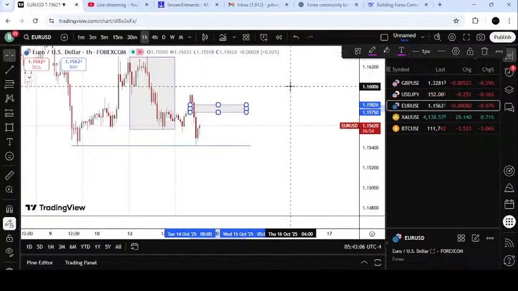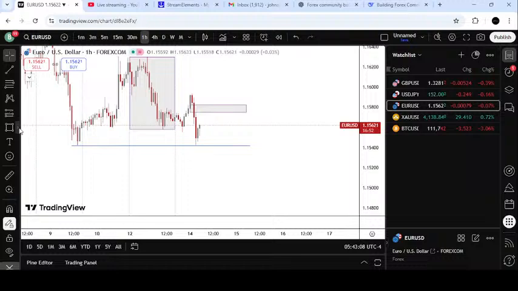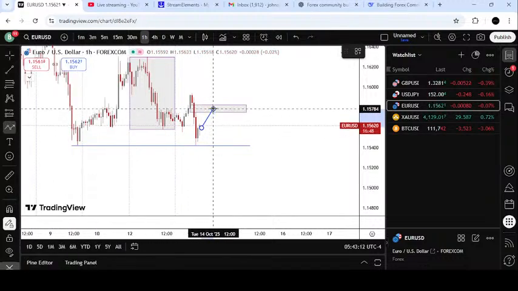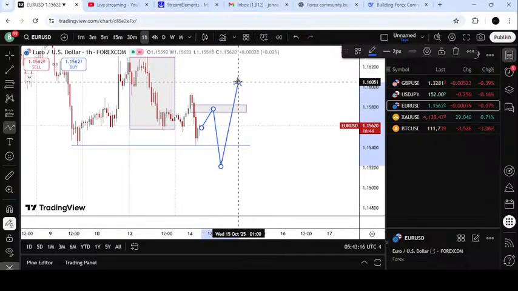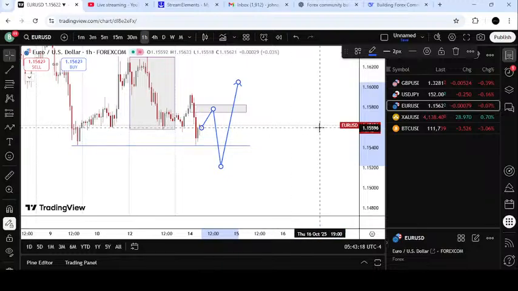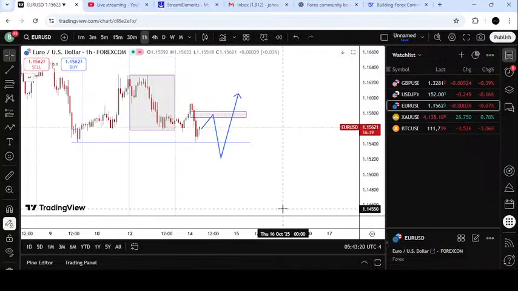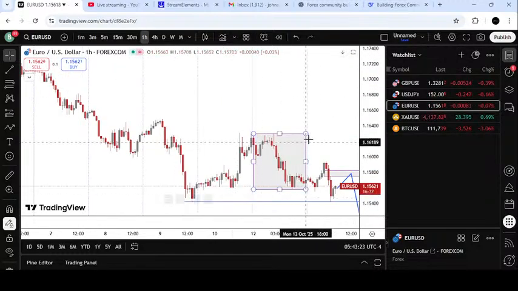So if you are looking for a short position, you can look for this price, sell from here. From here, you look for the main buy. So that is what we are looking for on Euro USD. Is that okay?